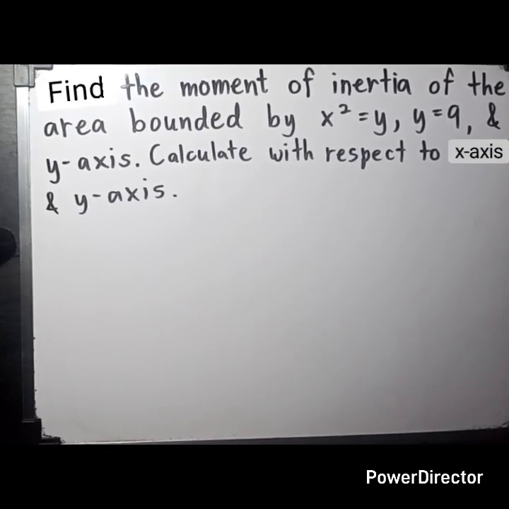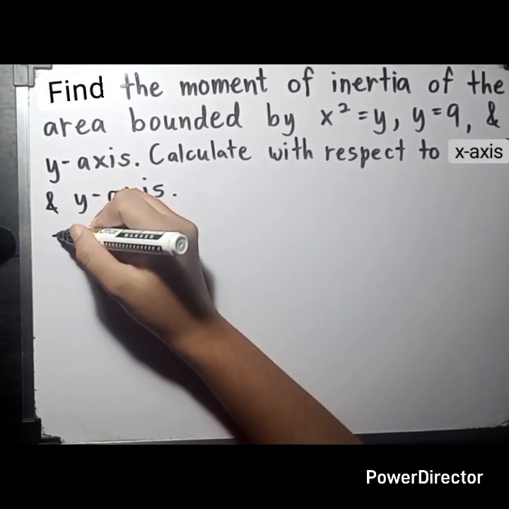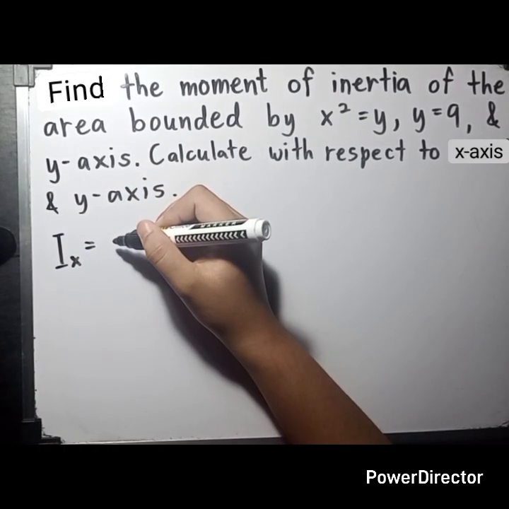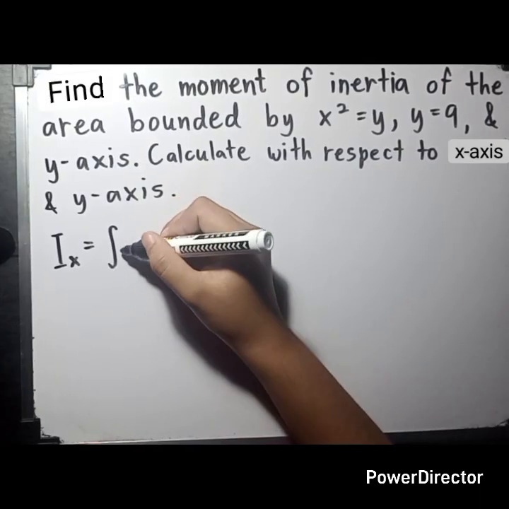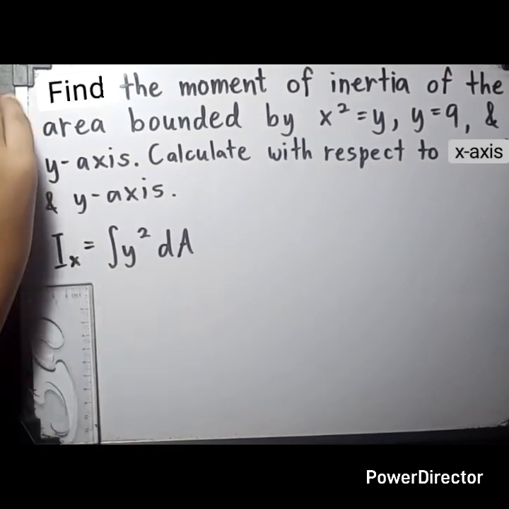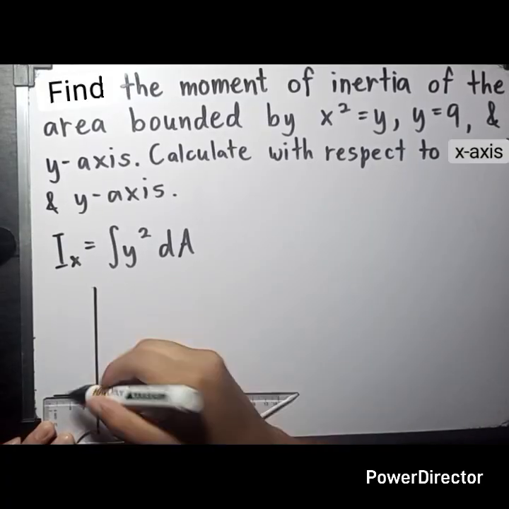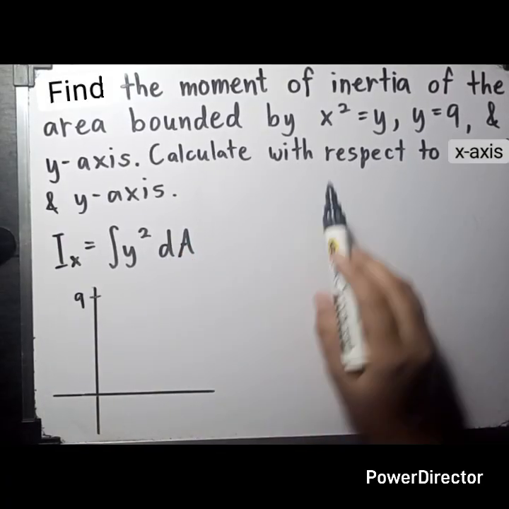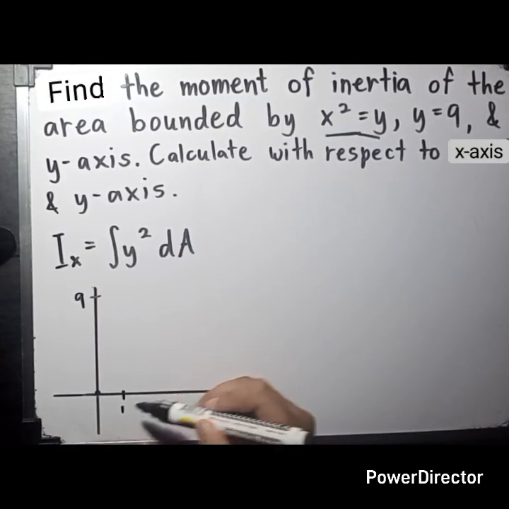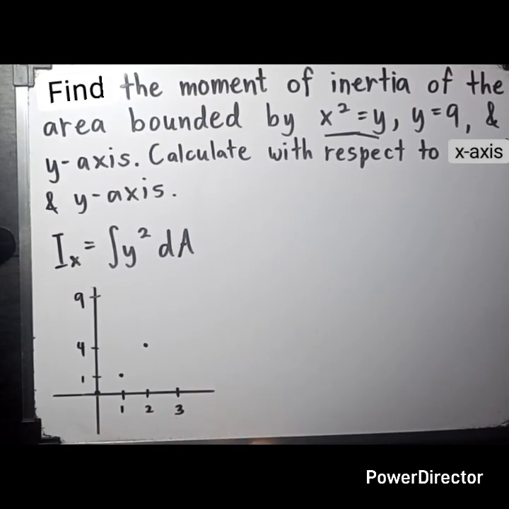Let's proceed to solve a problem. Find the moment of inertia of the area bounded by x squared equals y, y equals 9, and the y-axis. Calculate with respect to the x-axis and y-axis. Let's try to calculate first the moment of inertia with respect to the x-axis. To analyze, let's graph the given functions, where we have a parabola and lines forming an area.